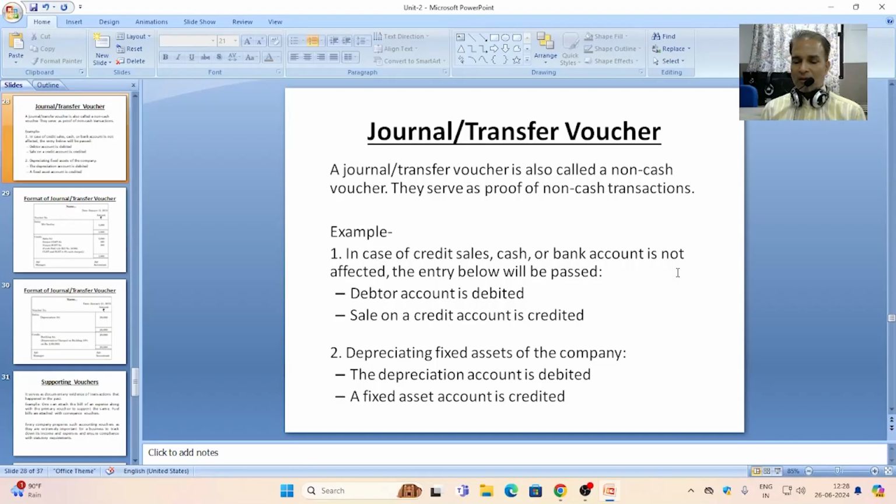Next example, if we charge depreciation on fixed assets of the company, then entry will be passed on journal or transfer voucher because there is no involvement of cash or bank. Entry may be: depreciation account should be debited and fixed assets account should be credited.